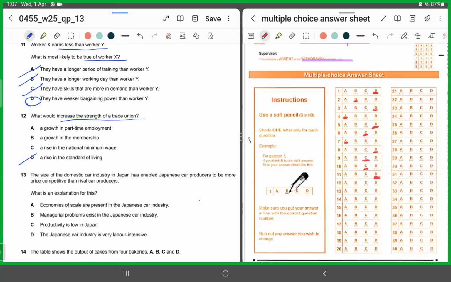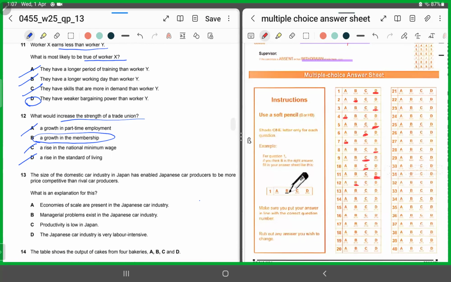A growth in membership, yes, that's the correct point. Why? Because the more people add into their group, the more strength they'll grow. They grow in size, grow in power, right? It can't be A and C because if part-time employment is already provided to people, they won't be a part of the trade union. Similarly, with a rise in the national minimum wage, people will be better off. No need to be a part of a trade union and go for collective bargaining. So we'll chop A, we'll chop C, we'll chop D. B is the correct answer for MCQ number 12.